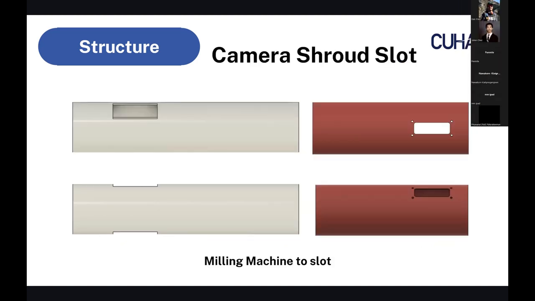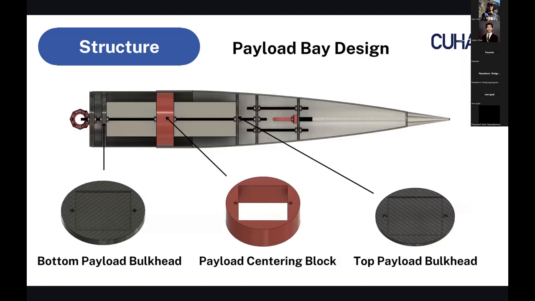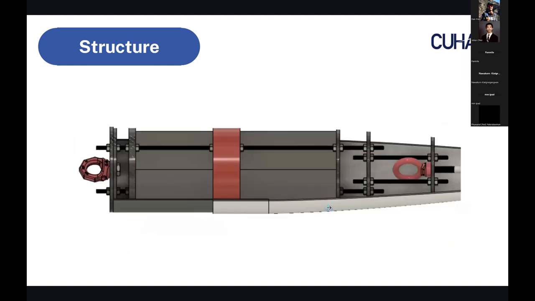What are your bulkheads made out of? Are they carbon fiber? Yes, all the bulkheads in the payload will be carbon fiber. Okay, keep going. We will use a CNC machine to cut the carbon fiber sheet.